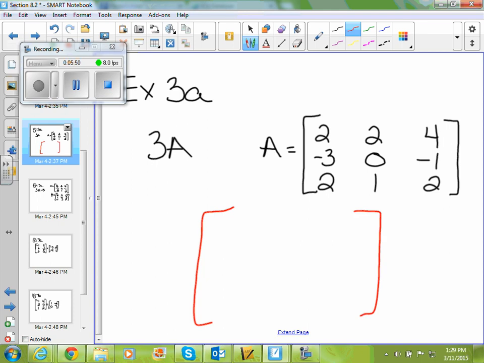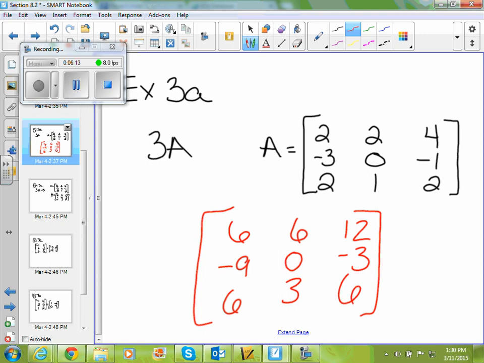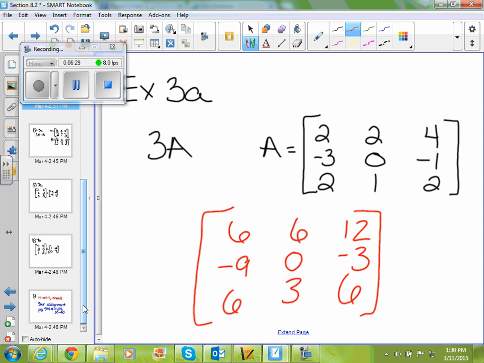Alright, so 3 times 2 is 6, 3 times 2 is 6, 3 times 4 is 12. 3 times negative 3 is negative 9, 3 times 0 is 0, 3 times negative 1 is negative 3, 3 times 2 is 6, 3, 6. Okay, any questions on that one?